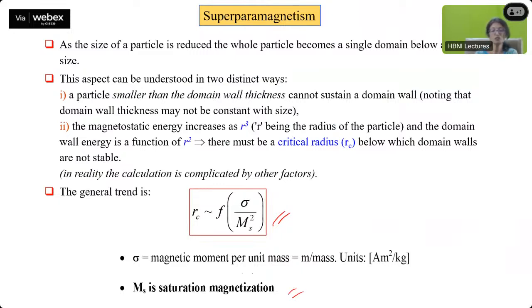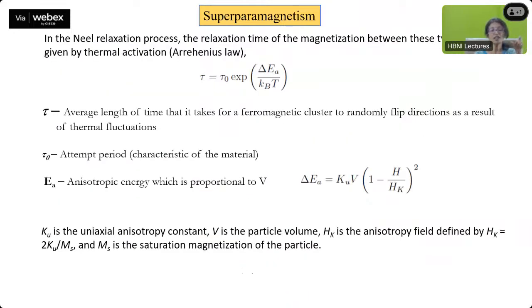So you see, this is how the Rc, or the critical radius, looks. In the Néel relaxation process, the relaxation time of the magnetization between these two states is given by a thermal activation or Arrhenius law. So tau is equal to tau 0 exponential delta EA by kB T.